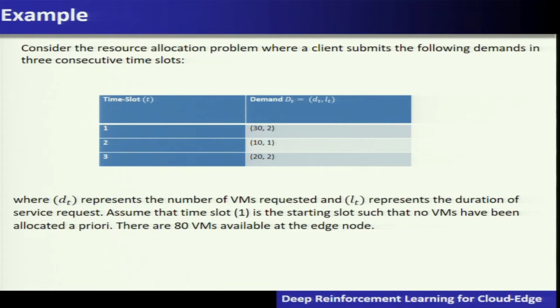So, let us take the example. For that we will explain this example and then we can move forward considering the resource allocation. So, consider the resource allocation problem where the client submits the following demand in 3 time slots. So, we are considering the 3 time slots 1, 2 and 3. That is, the time is divided into 1, 2 and 3 different slots.